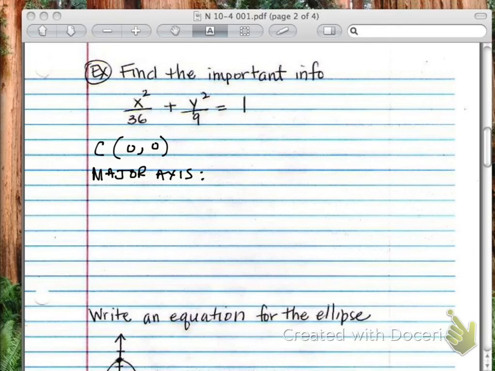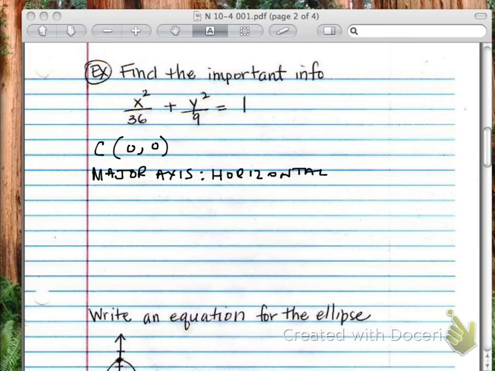It's horizontal, because the x is bigger. Remember, we just talked about this. The major axis is the one with the bigger number on the bottom. So the major axis goes with the a squared. The a squared is always the bigger number. So a squared must be 36 because it's bigger than 9. Since it's under the x, it's the x-axis. If it's the x-axis, that means it's horizontal.